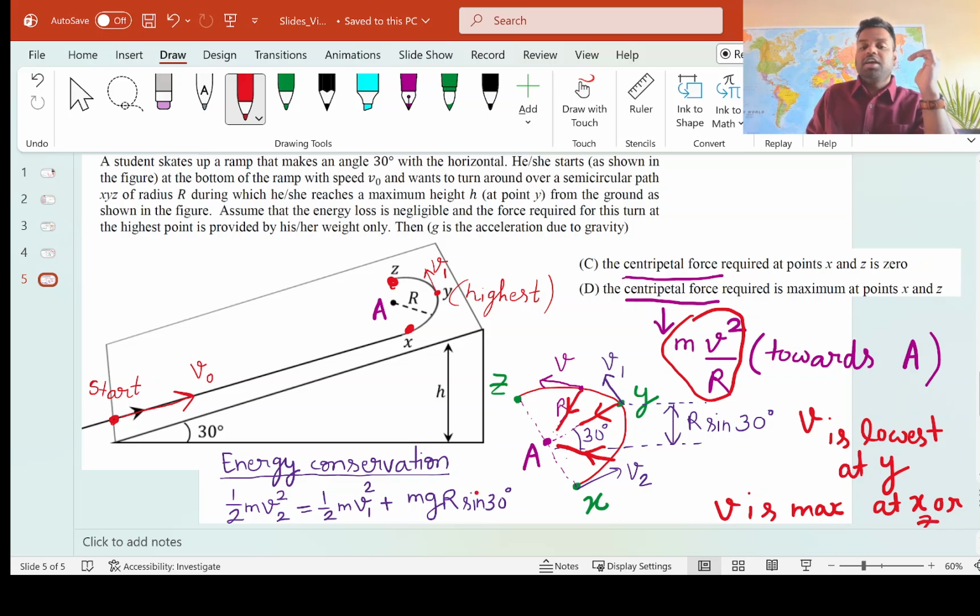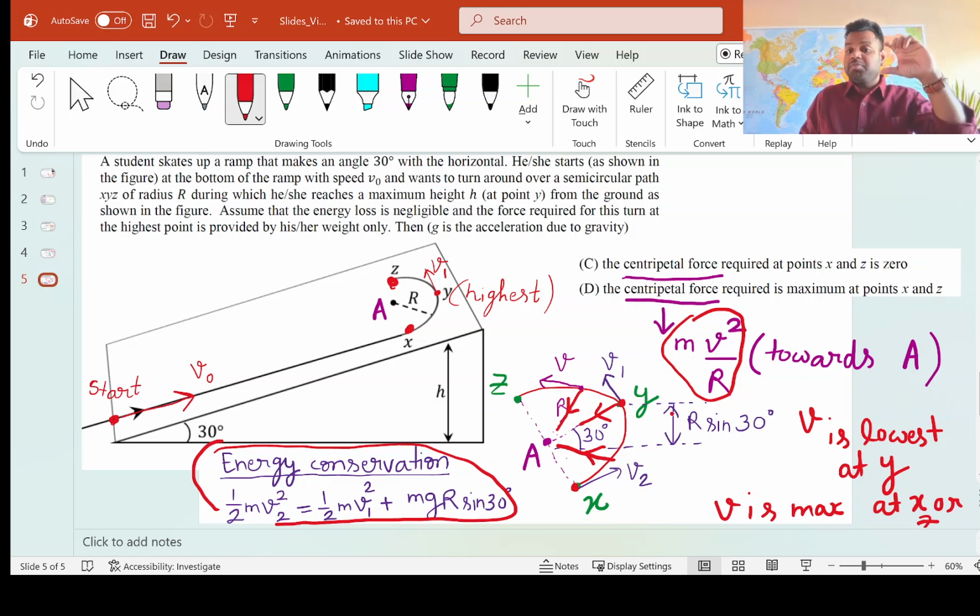And how do you know that? You can tell it by energy conservation, right? So for example, look at energy conservation between lowest point x and highest point y. At x, let's say you have a speed v2. So kinetic energy is half m v2 square. At highest point y, the kinetic energy is half m v1 square. And the gravitational potential energy, the difference between point x and y, will be mgr sine 30, right? Because the speed is highest at points x and z on this half circle, the centripetal force will be maximum at points x and z. So option D is correct and option C is incorrect.